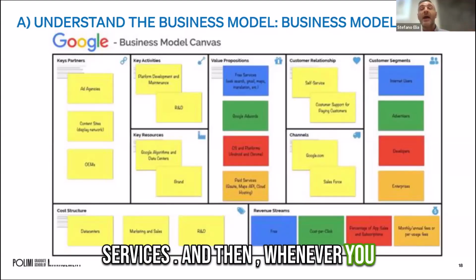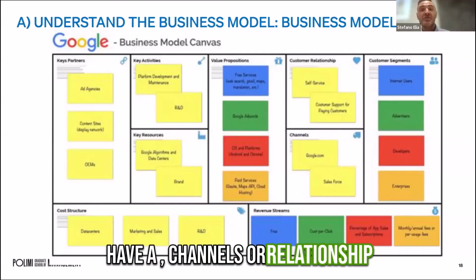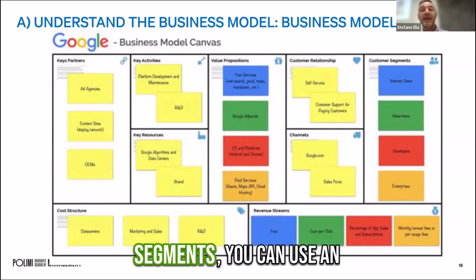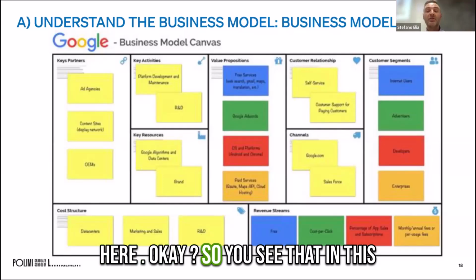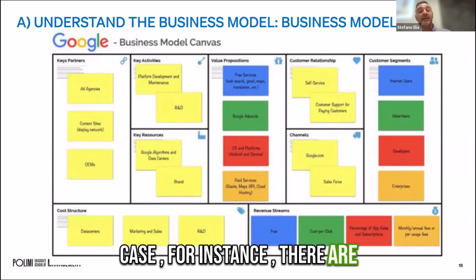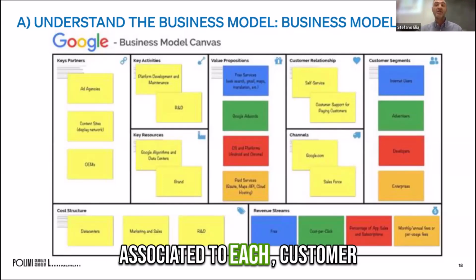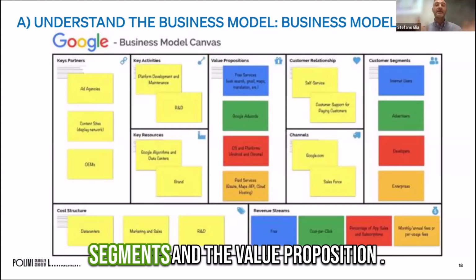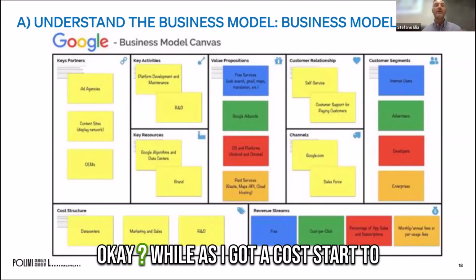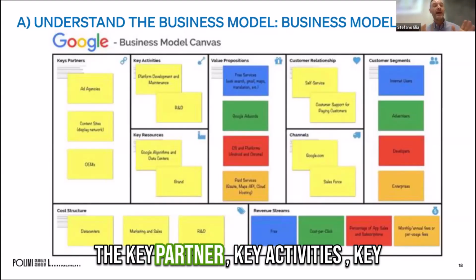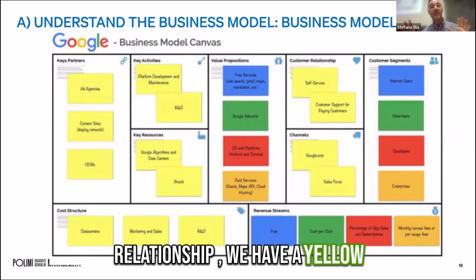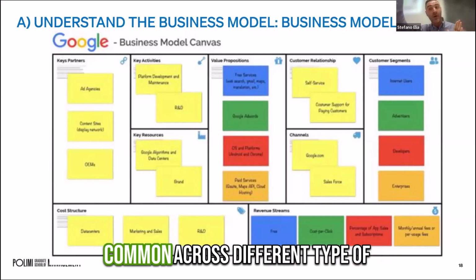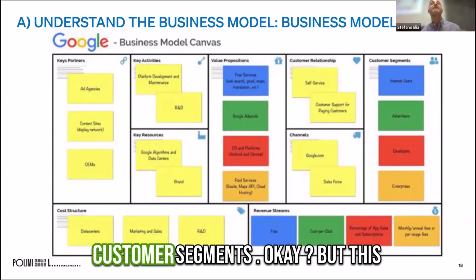And then whenever you have channels or relationships which are common to every segment, you can use an intermediate color, like the yellow here. So you see that in this case, for instance, there are different revenue streams associated with each customer segment and value proposition. While as regards the cost structure, the key partners, key activities, key resources, channels, and customer relationships, we have a yellow color because this means that it's common across the different customer segments.